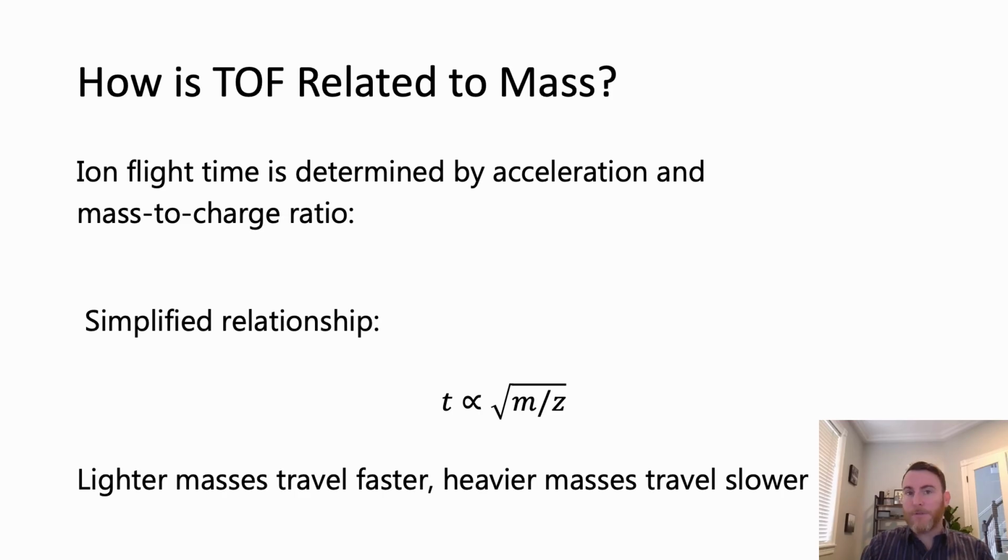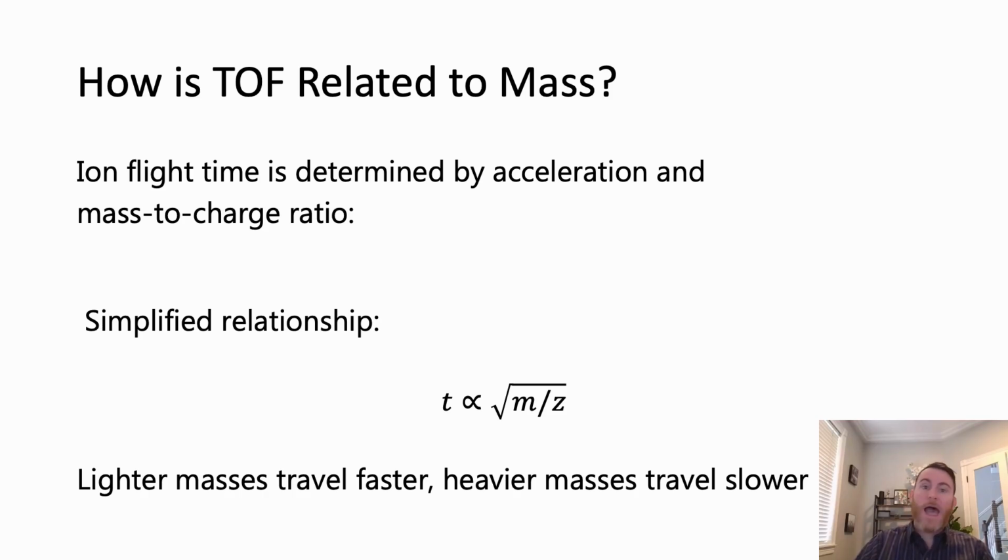So the easiest simplified relationship, and it's much more complicated than this, is that time, which is denoted as t, is proportional, that's what that means, to the square root of the mass over z. And so what that translates to is effectively that the lighter ion, the lower the mass of an ion, will travel faster than a heavier ion. So heavy ions travel slow, light ions travel fast, and you can capitalize on that time of flight.